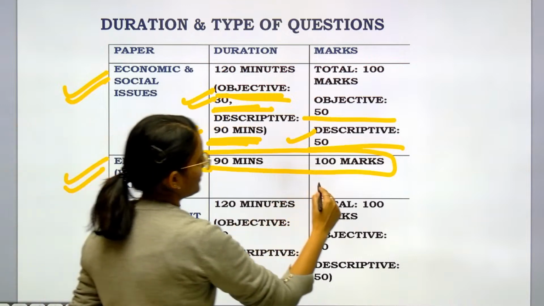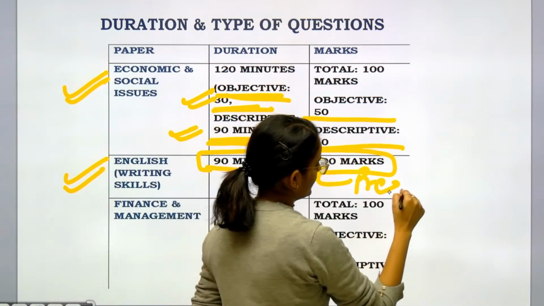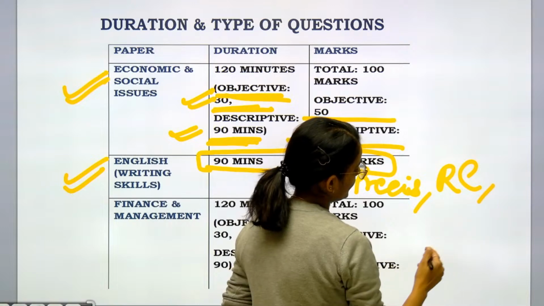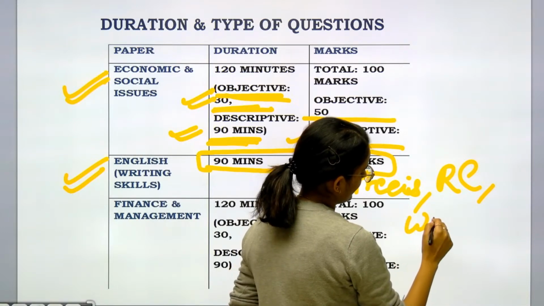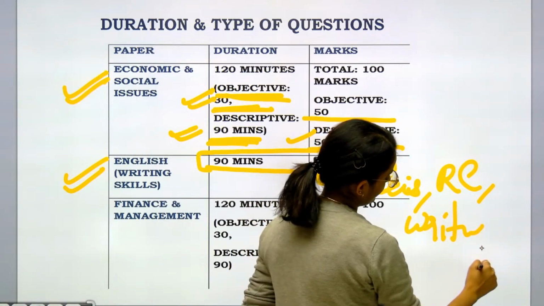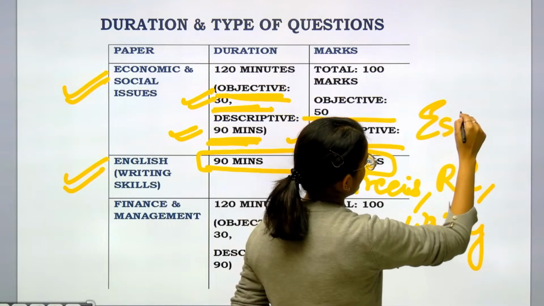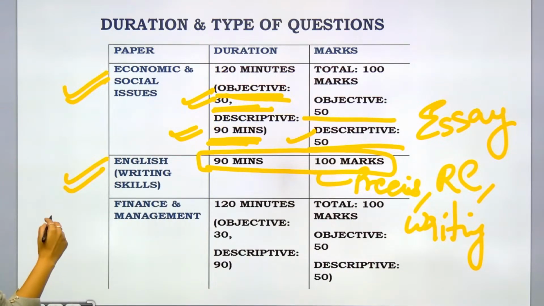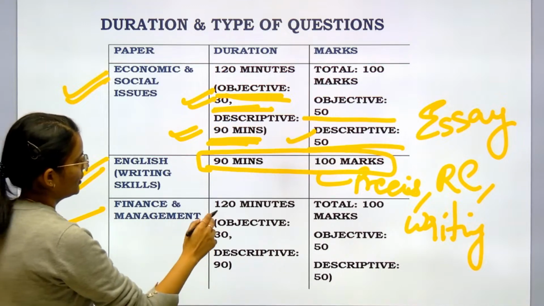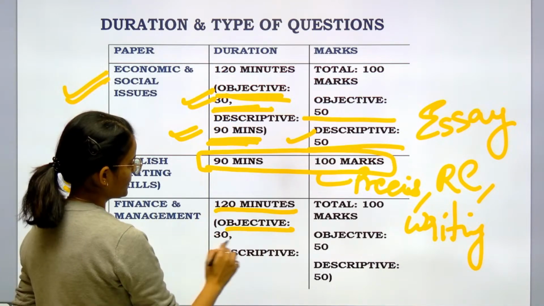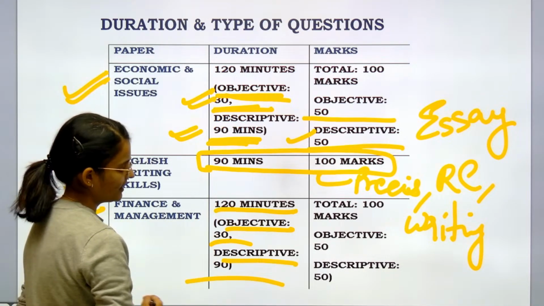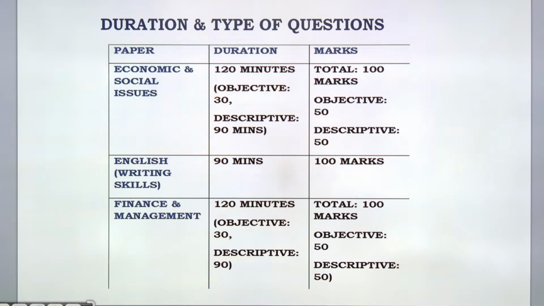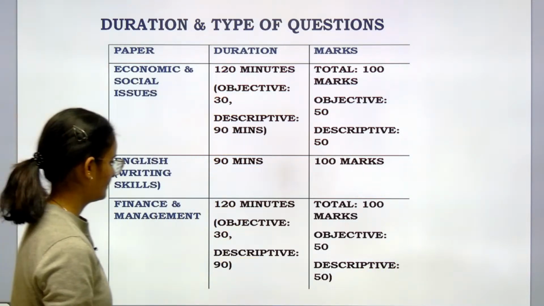This will cover your precis, your reading comprehension, your report writing or letter writing, and essay. It will cover all this. For finance and management, 120 minutes: 30 minutes for objective and 90 minutes for descriptive. Marks are divided 50-50. Next slide.